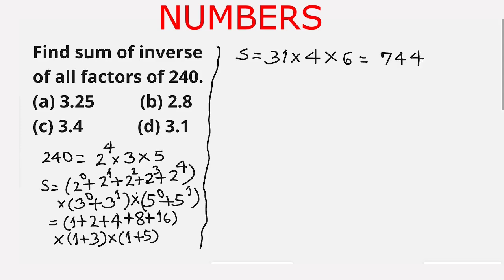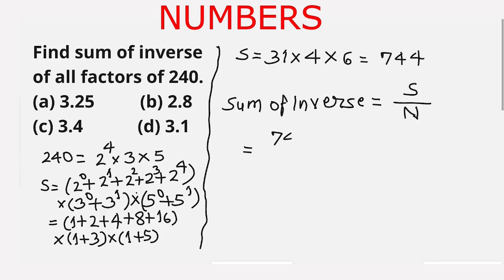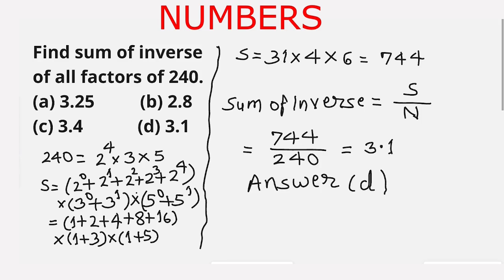So the sum of all the factors is 744, and the formula for sum of inverse of all the factors is given by sum of factors S divided by the number itself, number n. So this is equal to 744 divided by 240, and this is equal to 3.1. And from the given options, our answer is option D, 3.1.